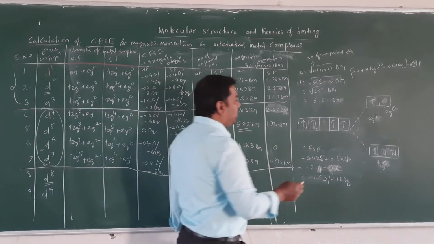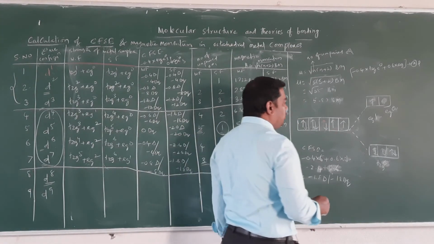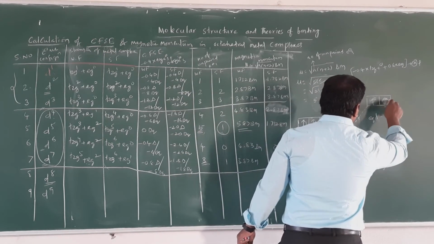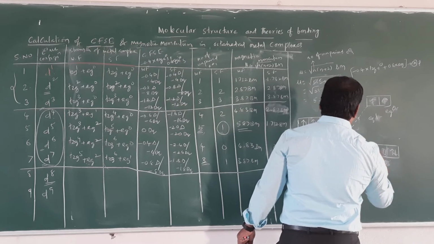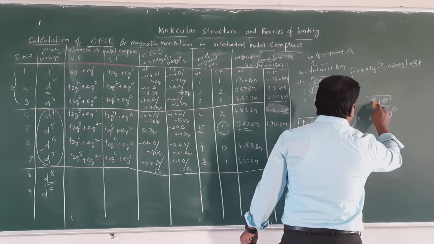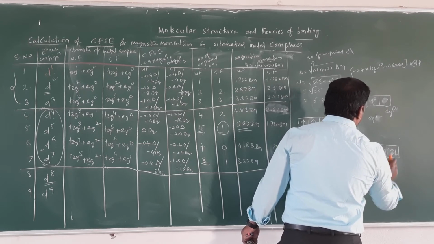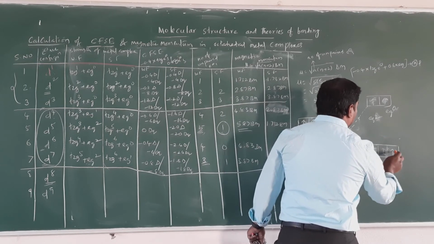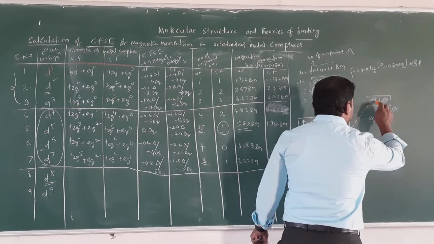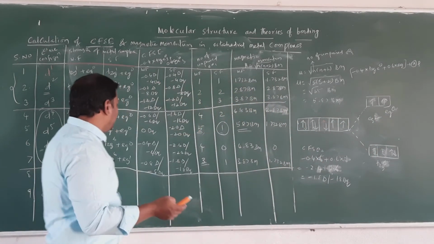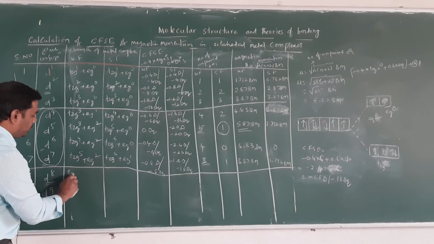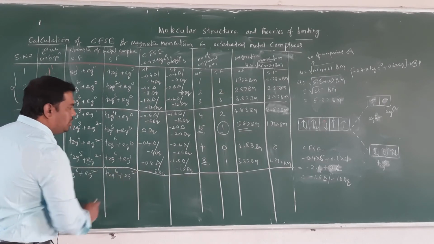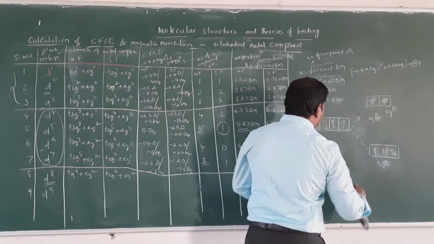The d8 configuration means, students, one more electron is going to be paired up. For the weak field complex, 1, 2, 3, 4, 5, 6, 7, 8: so here t2g6 and eg2. For strong field also, 1, 2, 3, 4, 5, 6, then 7, 8. So for weak field and strong field complexes the configuration is the same, that is t2g6 plus eg2.